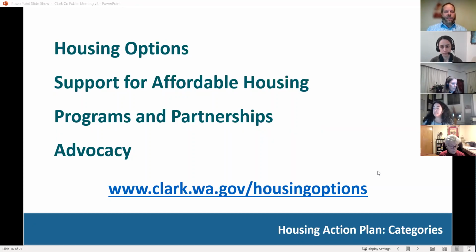But we have the project advisory group, along with county staff and consultant team, have divided these strategies into 4 categories: housing options, support for affordable housing, programs and partnerships, and advocacy. And I'm going to walk through each of those categories briefly before we start our discussion.